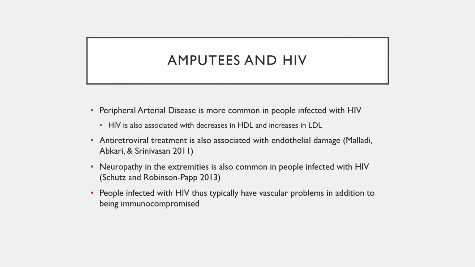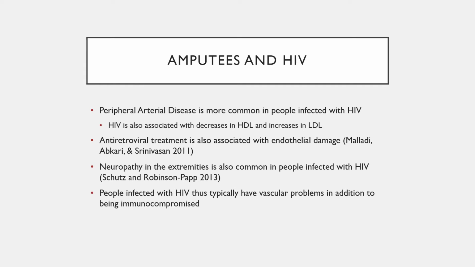All right. Now for amputees, these are some other things that we need to take into account. People infected with HIV are actually 6 times more likely to develop peripheral artery disease than the general population. So they have some more vascular problems. Additionally, HIV is associated with decreases in HDL, which is good cholesterol, and increases in LDL, which is bad cholesterol. So the HIV itself causes more vascular damage.